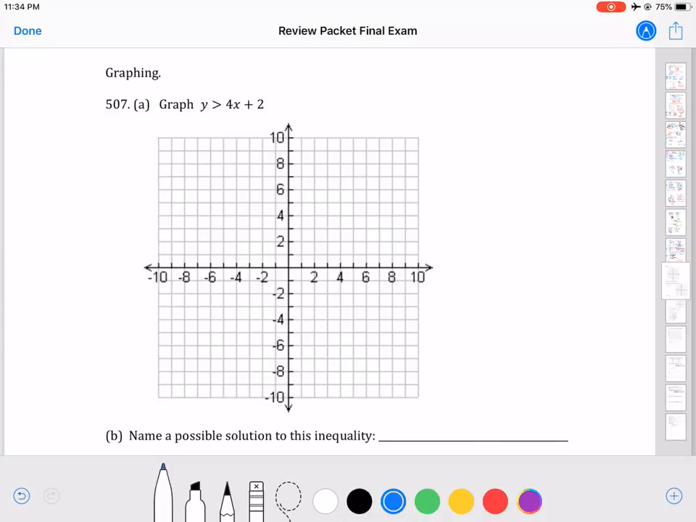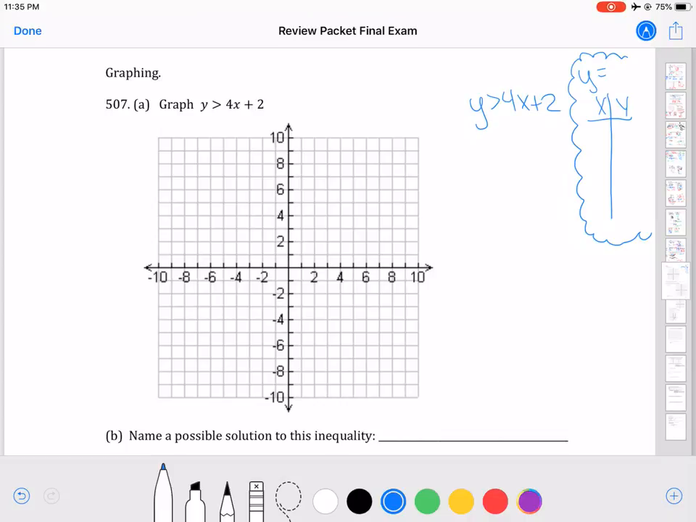So for 507, part A, it's saying to graph y is greater than 4x plus 2. Now that we've graphed parabolas at this point in the semester, there's 2 different ways that you can go about graphing this. I'm going to go over the original way that we learned, which was mx plus b, using m and b and all of that. But what you could do is plug this into the y equals in your calculator and pull up that xy table and just plot those points. That's absolutely one of the ways. A lot of people prefer that at this point in the semester because they're so used to doing it for parabolas. You can absolutely do that.